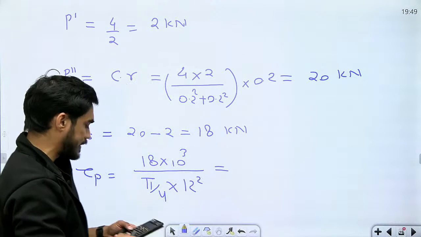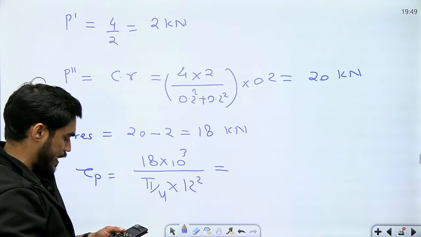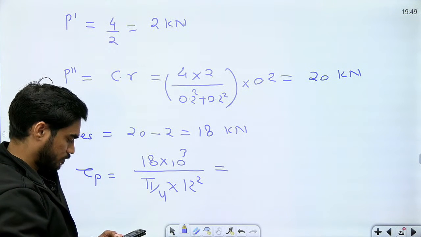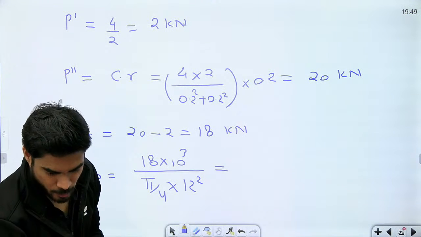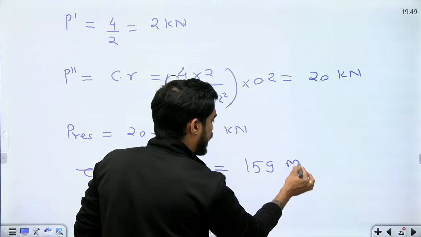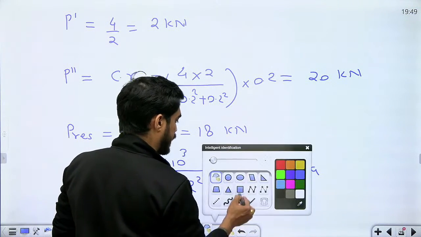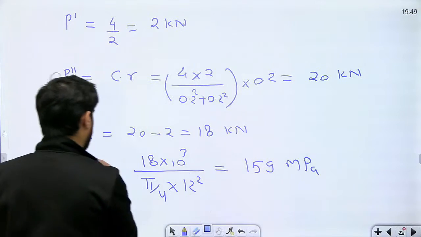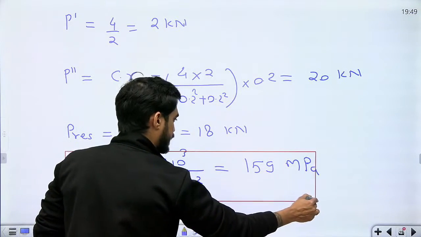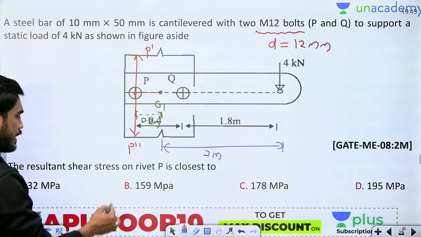So how much stress are we getting? 18 kilonewton divided by area. 159 point something megapascal, right? Around 159 megapascal should be coming. You must be getting around 159 megapascal. So this is the stress in the rivet number P.